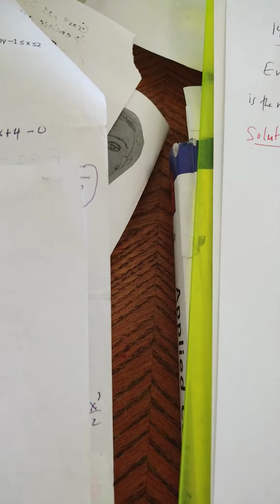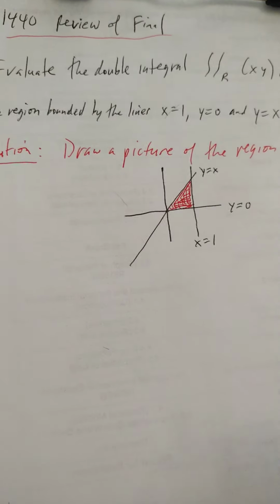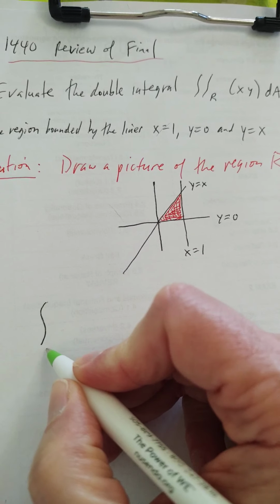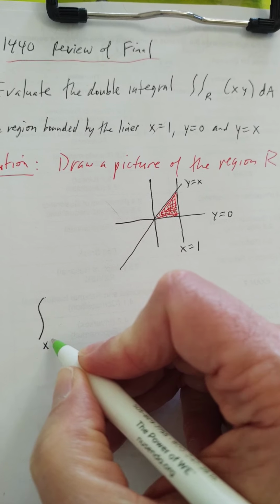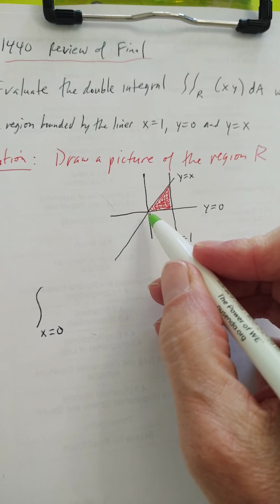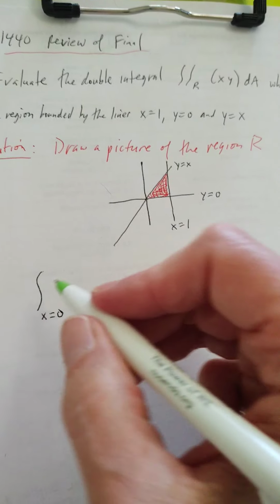Okay, so the rest I'll just do by hand. So I want to find this double integral. All right, so here we go. We're going to say the outer integral goes from x equals 0, which is the origin, this is 0, 0, to x equals 1.